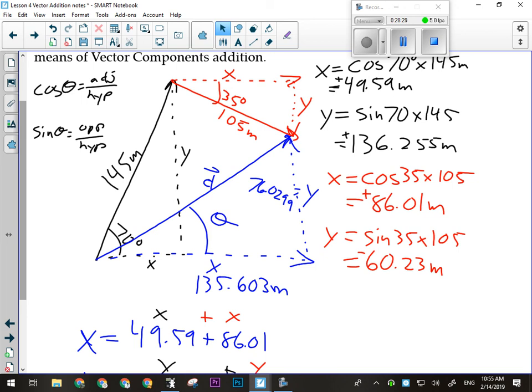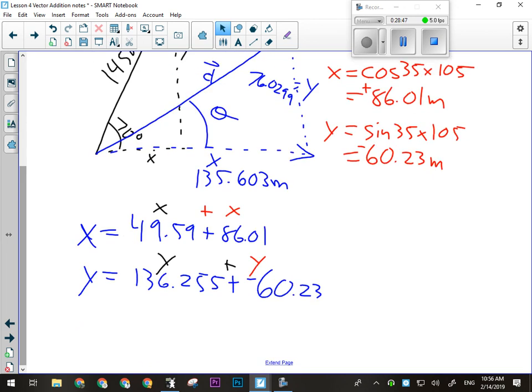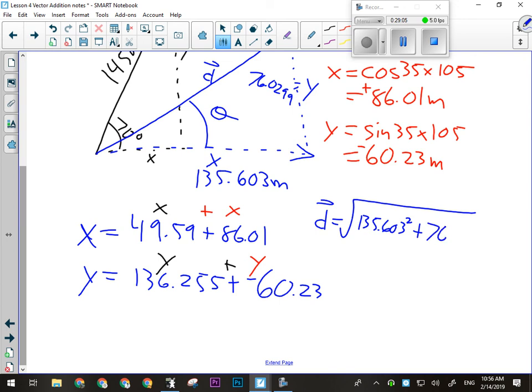How do I calculate the magnitude of my displacement now? I'm looking for the hypotenuse. How do I get the hypotenuse if I know the two sides? Now I use Pythagorean theorem. a squared plus b squared is going to equal c squared. To get my overall displacement, it's the same as what we did yesterday when we were doing the perpendicular vectors. We now have two perpendicular vectors. So that'll be 135.603 squared plus 76.0299 squared, and then square rooted. That'll give us our overall resultant.